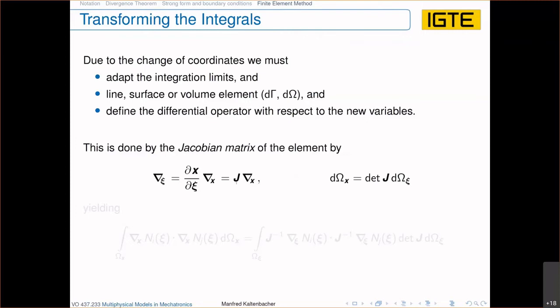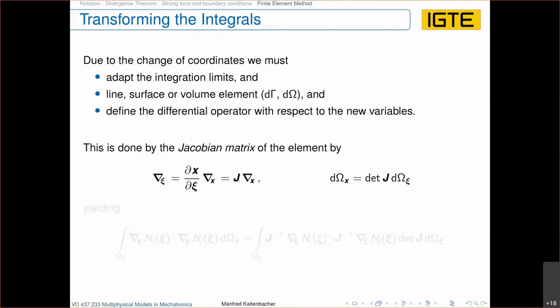And the Jacobian matrix is nothing else than the partial derivatives of the global coordinates with respect to the local coordinates. And as you also know, when you do a substitution, then you also get the volume increment for the volume integral for the global coordinates, which can be expressed by those of the local coordinates, but we have to scale with the determinant of this Jacobian matrix.